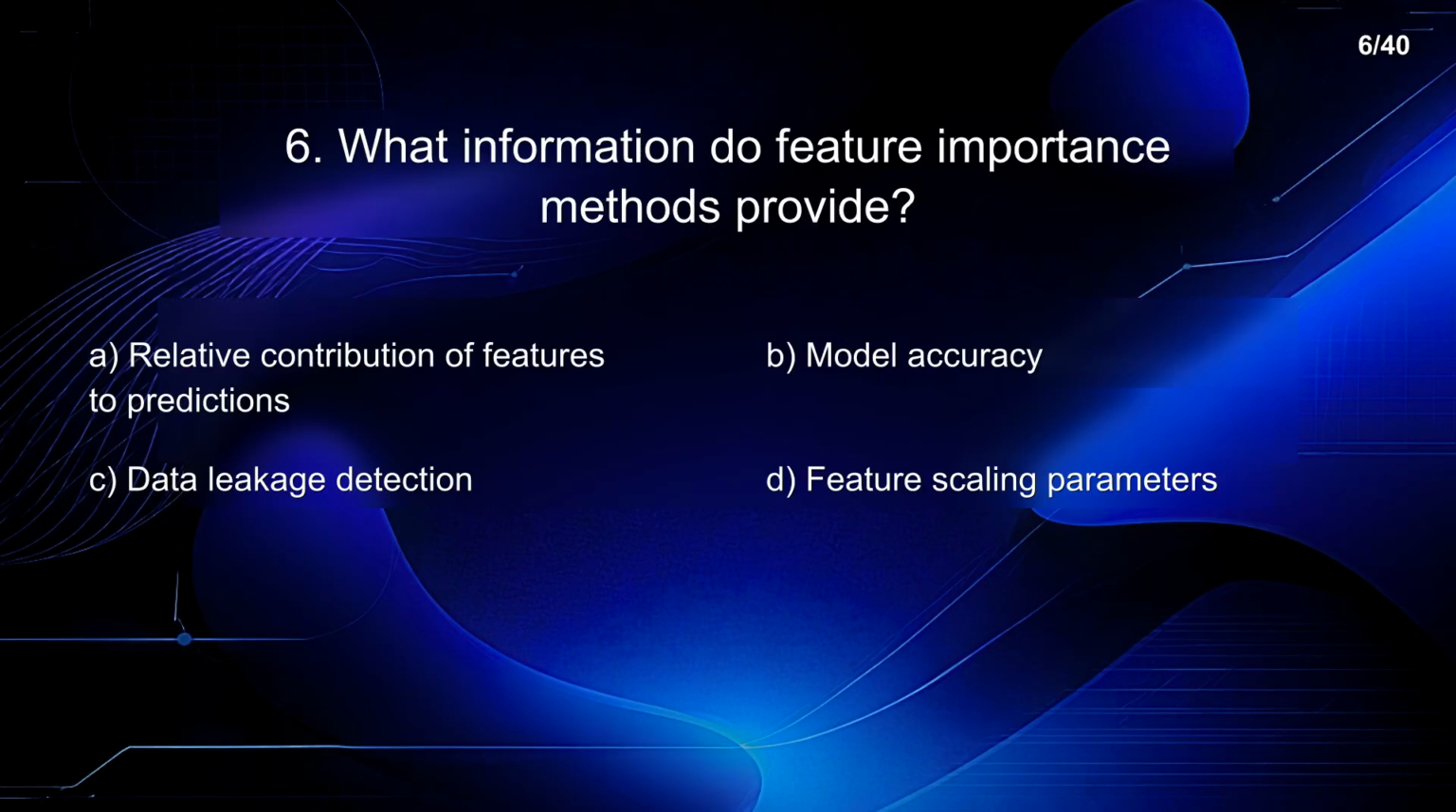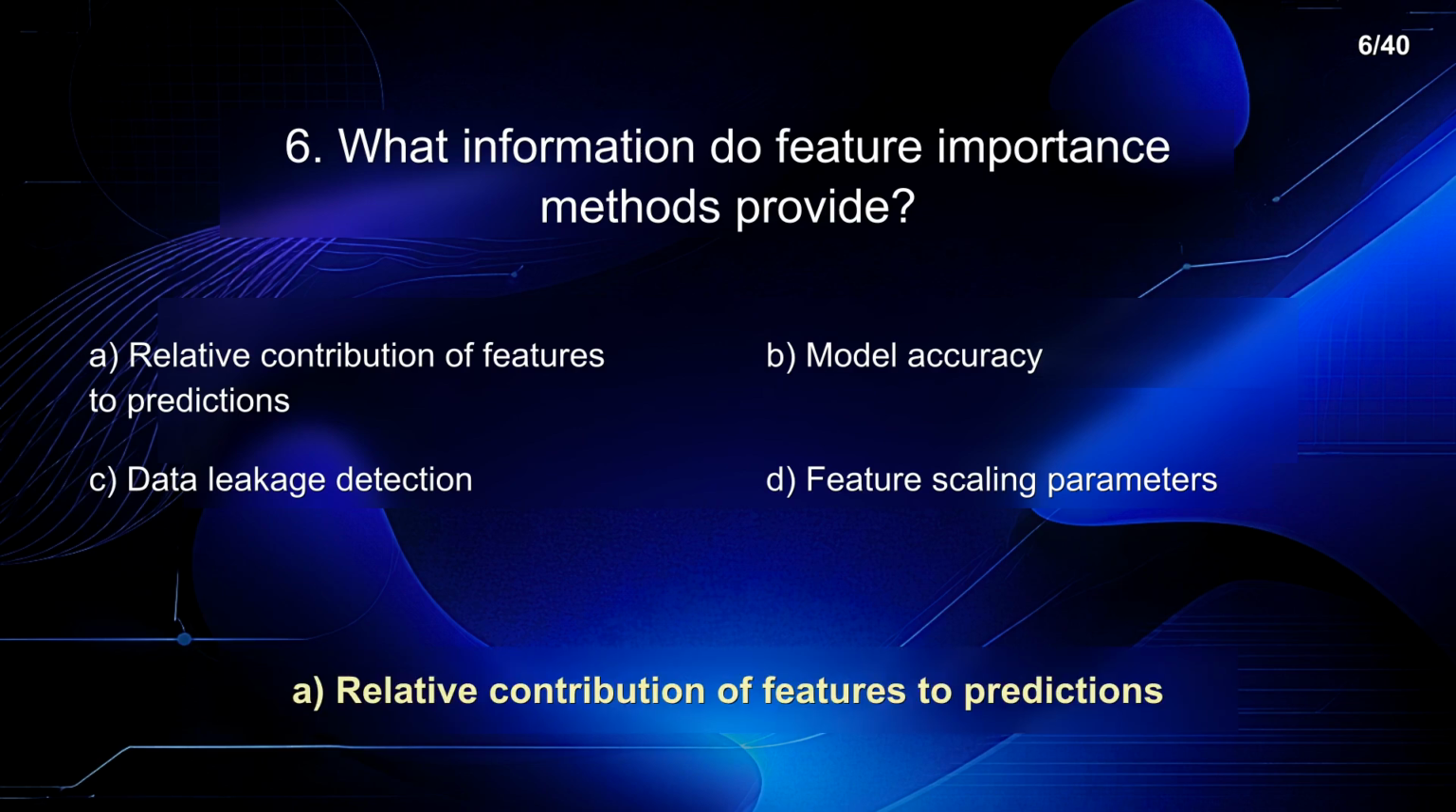Sixth question. What information do feature importance methods provide? A. Relative contribution of features to predictions. B. Model accuracy. C. Data leakage detection. D. Feature scaling parameters. Correct answer is A. Relative contribution of features to predictions.